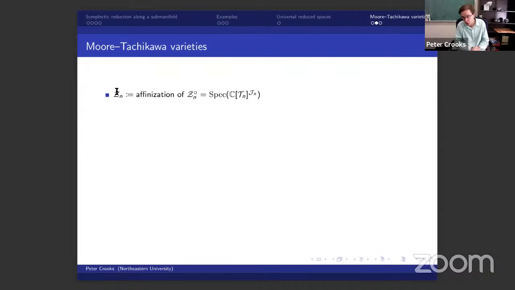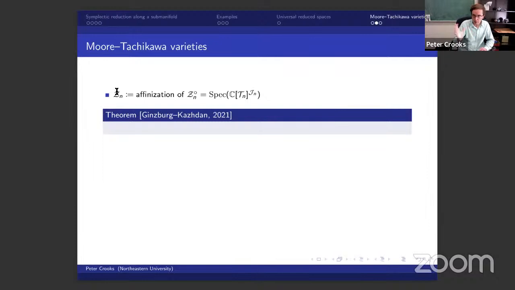And what Ginzburg and Kazhdan prove, in a paper that's been circulating around for a number of years, but I think it's going through a number of updates, is that this Z sub n is the nth Moore-Tachikawa scheme, in the sense that the family of varieties Z sub n, the family of schemes, I should say, satisfy the hypotheses of a certain Moore-Tachikawa TQFT that was conjectured about 10 years ago.